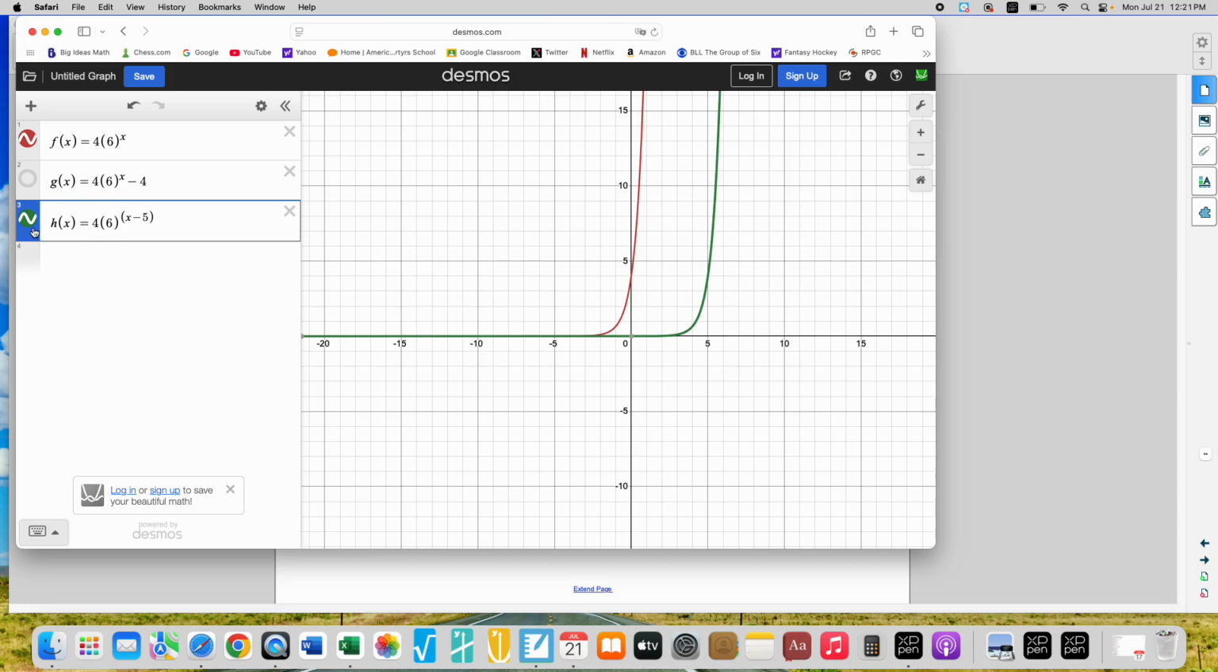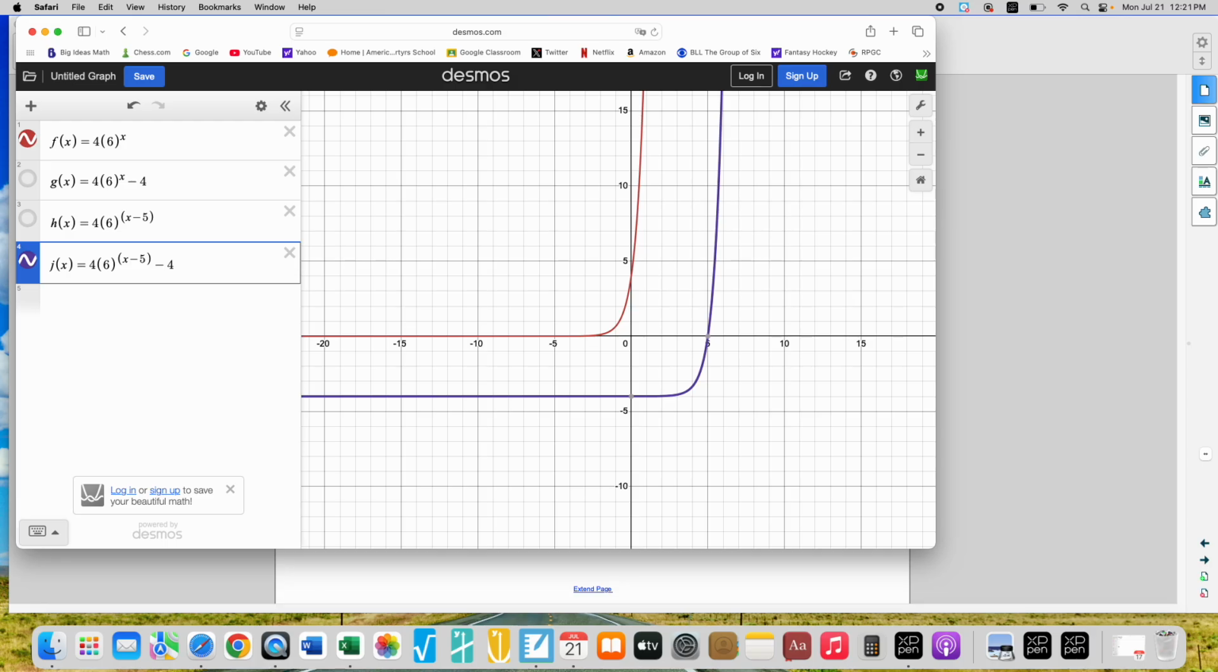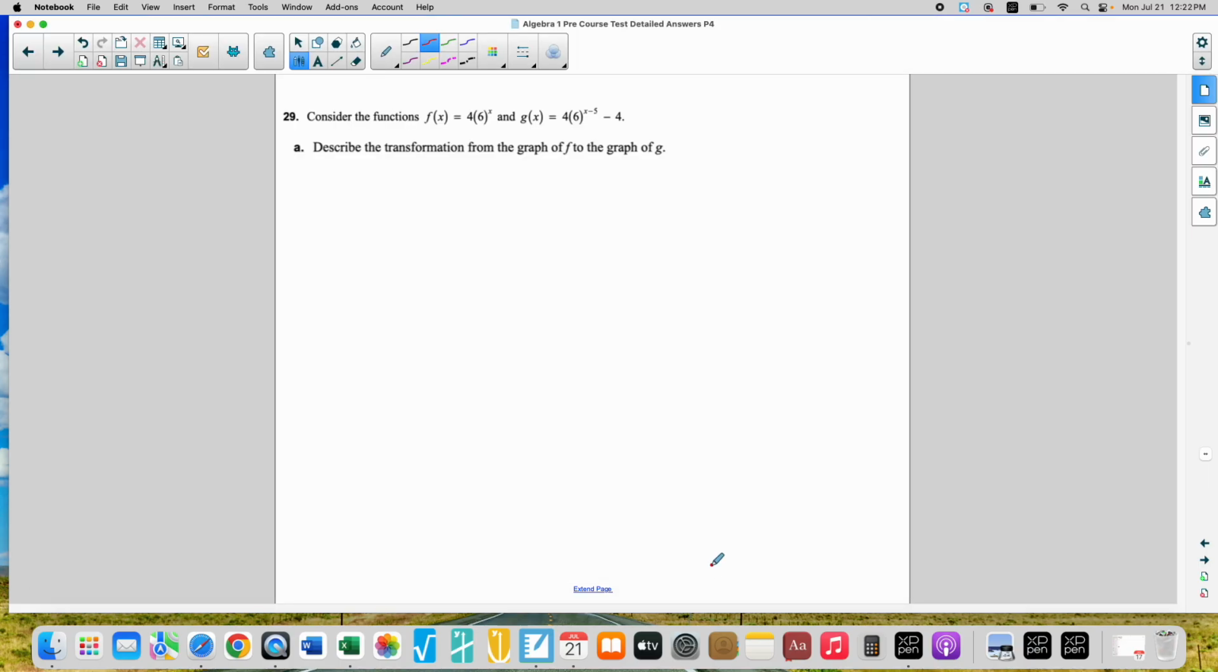So if I take both of these, let's turn them off. Let's do j of x equals 4 times 6 to the, let's do parentheses because x minus 5. And now let's get back down, minus 4. So this graph, what does it do? It shifts it down and to the right. So if we needed to explain what the transformation of that graph is, it's going to go 5 units to the right.